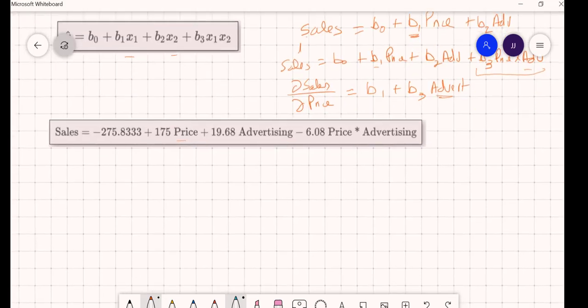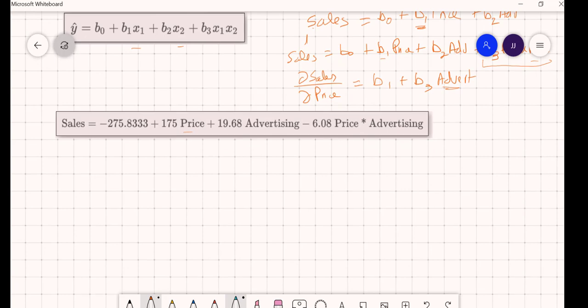So we're going to study the effect of a change in price on how my sales change. The functional form of this would be delta sales over delta price. Taking the partial derivative, we will get 175 minus 6.08 times advertisement spending. So if I plug in the value of 100, which is $100,000 ad spending, we will get a different answer. And if we plug in, let's say, $200,000, which is in thousands of units, 200, we'll get a different answer. So as our ad spending is changing, the effect of a change in price on our sales is changing as well. And this is captured by this interaction term between price and ad spending.